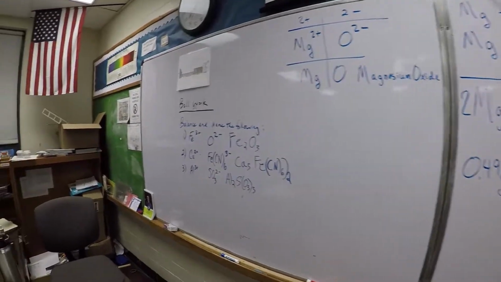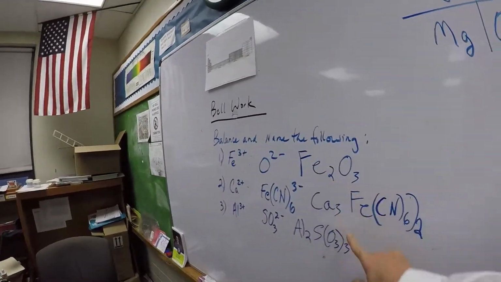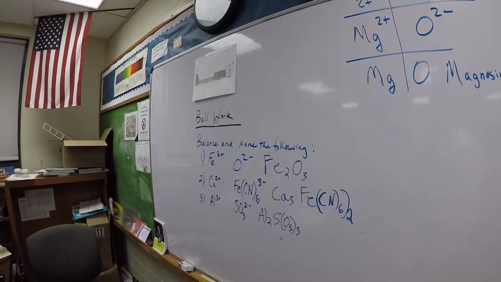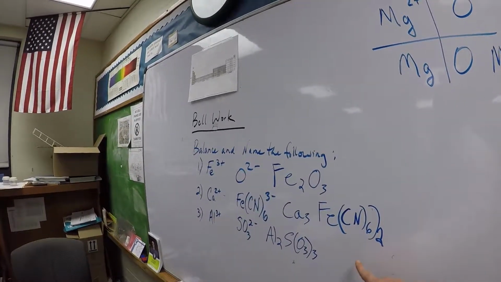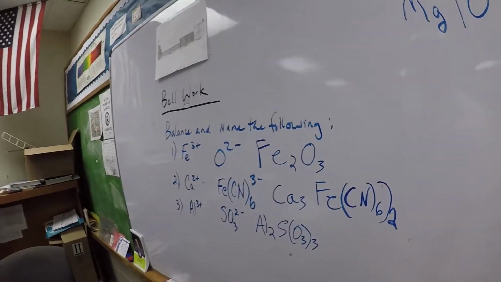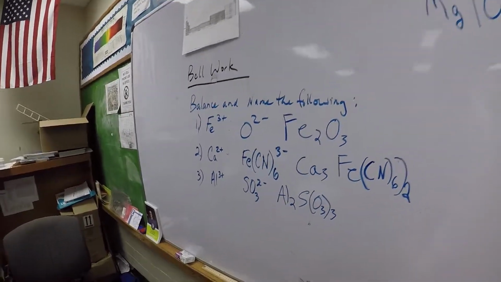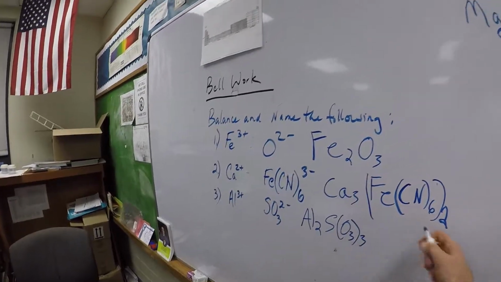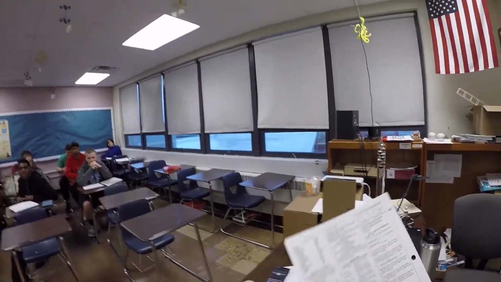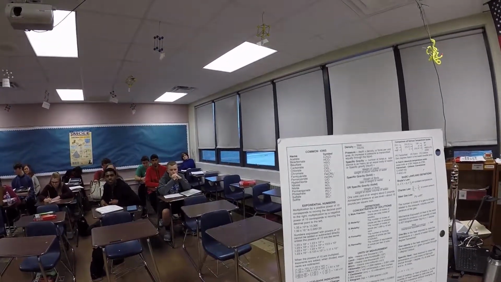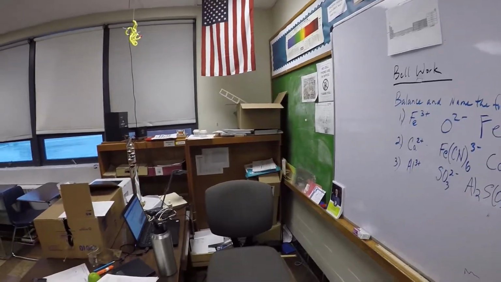Yeah, you got the first one correct, Cody. Nice job. This one here is correct. Nice parentheses. Well, you need to have the parentheses around the whole iron group, because this is like iron. The name for it is ferrocyanide, so it would be calcium ferrocyanide.